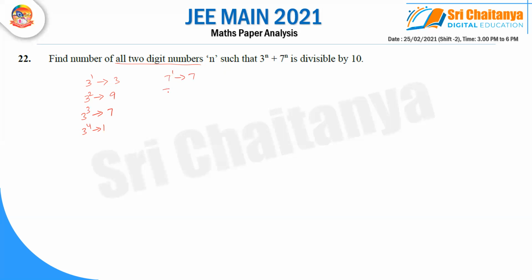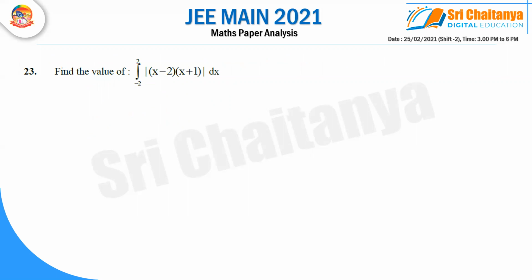7 power 1, 7 square 9, 7 cube 3, 7 power 4 1. So they are saying 3 power n plus 7 power n should be divisible by 10. So that is possible when it is of this type or this type. That means whenever it is becoming an odd number, I can say it is happening. So in 92 digit numbers, there will be 45 odd numbers. So I will be saying 45 is my answer.